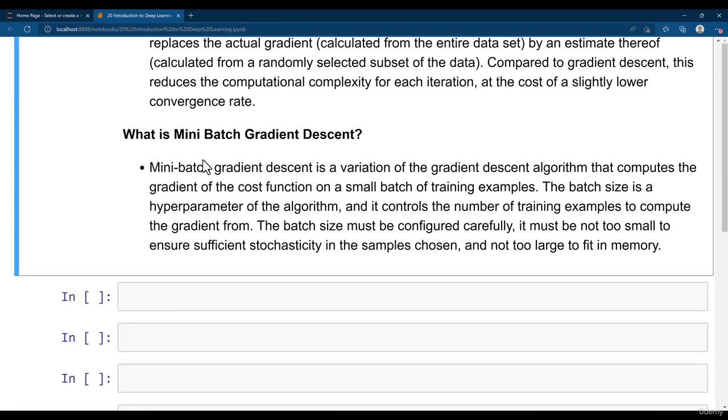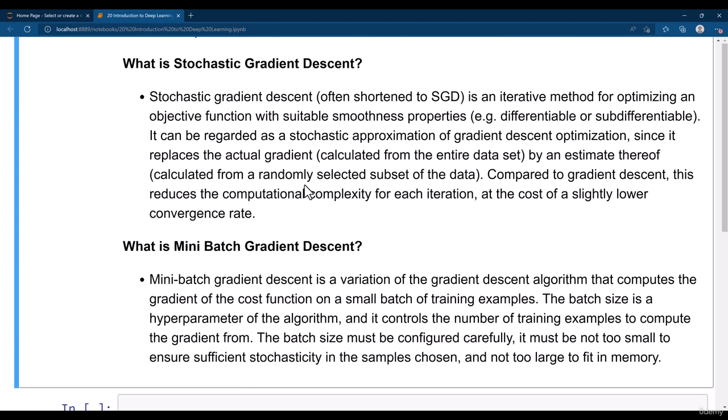Then we have mini batch gradient descent. This is again a variation of the gradient descent algorithm, which computes the gradient on small batches of the training examples. Earlier I told you that stochastic gradient descent selects the data points randomly, but in mini batch gradient descent, these batches are already defined during the training. Based on those small batches, the loss function, or you can say the error, is calculated, and based on that, backpropagation is done to adjust the weights of the neural network.